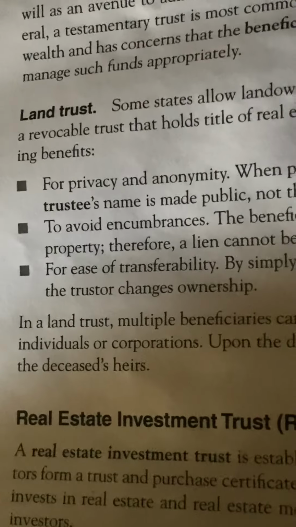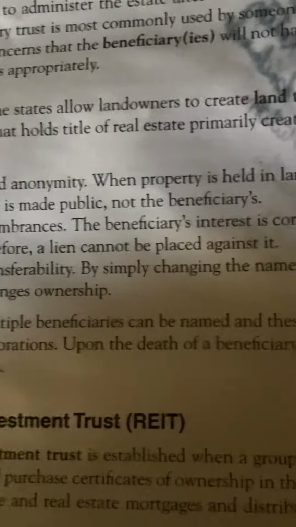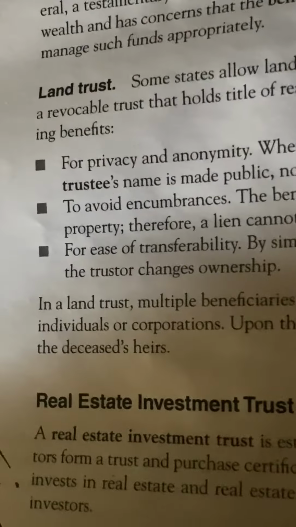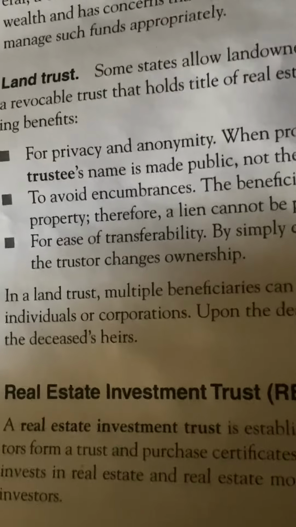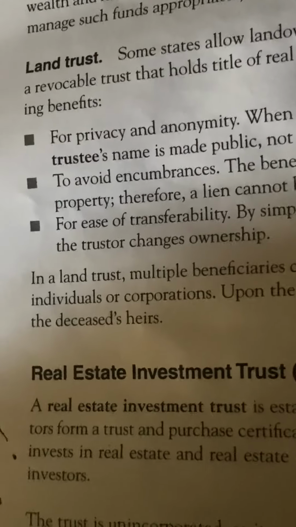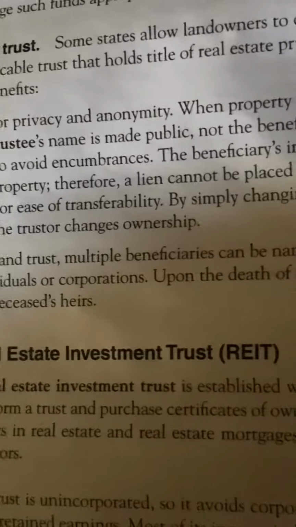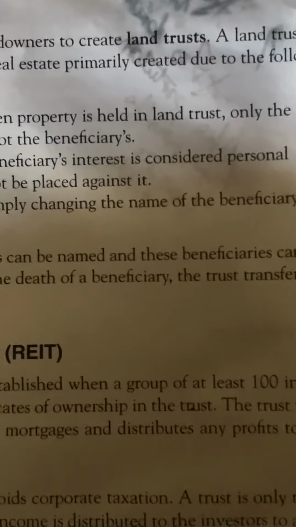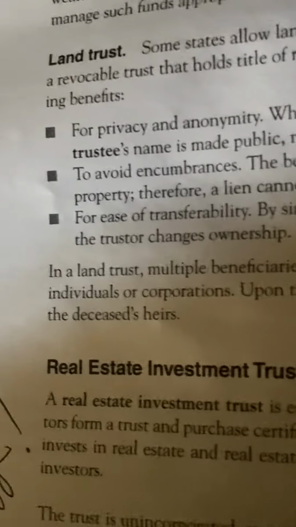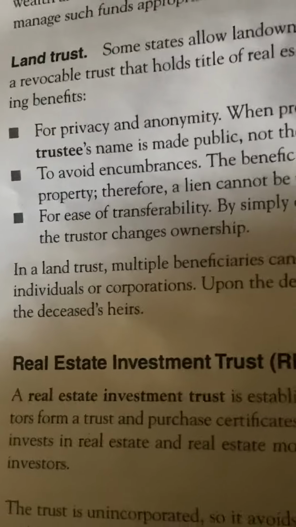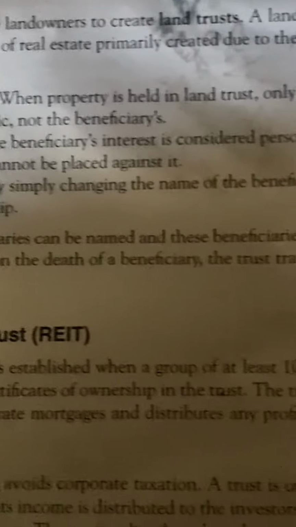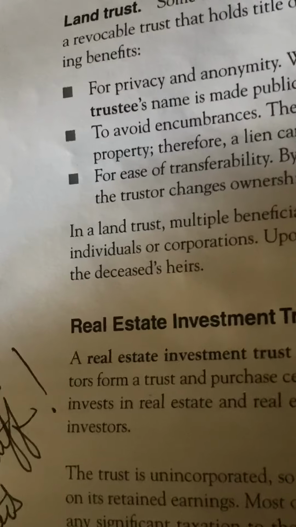For ease of transferability, by simply changing the name of the beneficiary, the trustor changes ownership. In a land trust, multiple beneficiaries can be named, and these beneficiaries can be individuals or corporations. Upon the death of a beneficiary, the trust transfers to the deceased's heirs.